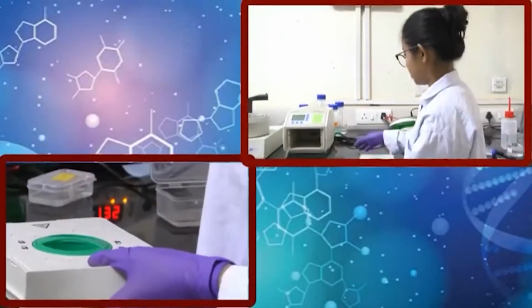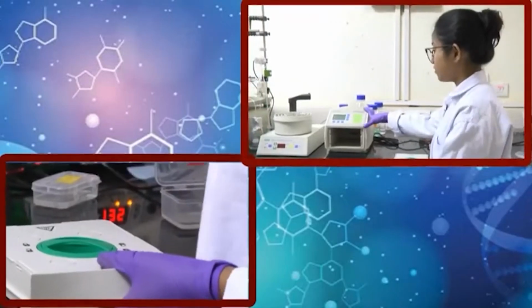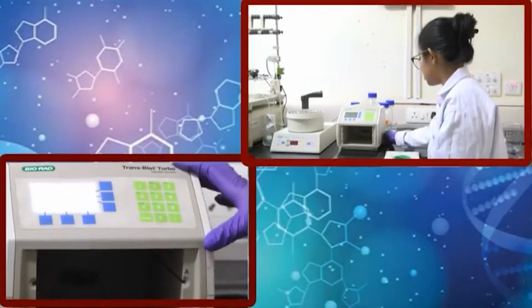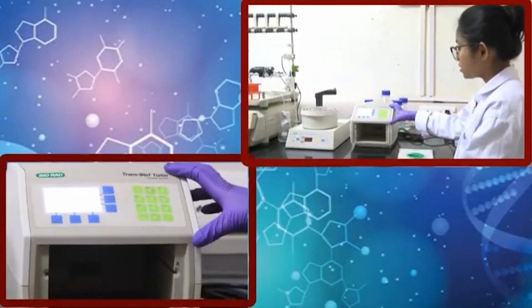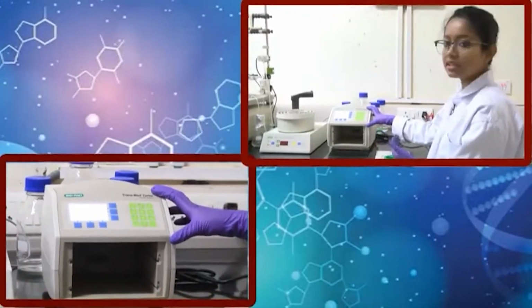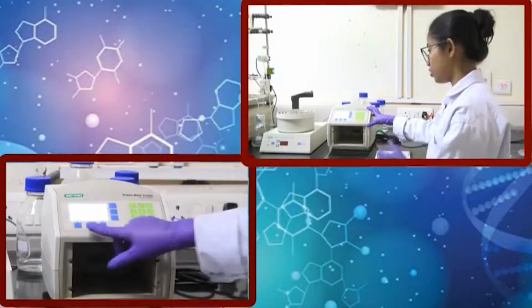So, this is the cassette which we have prepared, in between our sandwich is there for this transfer. Now, here we have this transblot machine. So, basically it will create this electric current and I will switch it on. In this machine I can check the voltage and the time till when I have to stop.